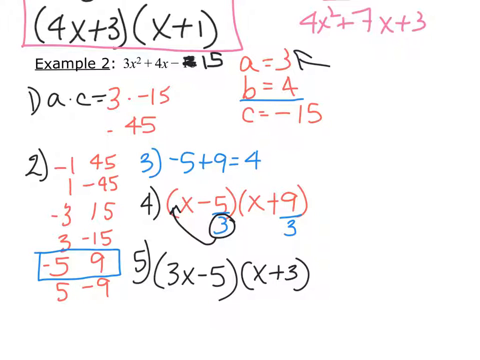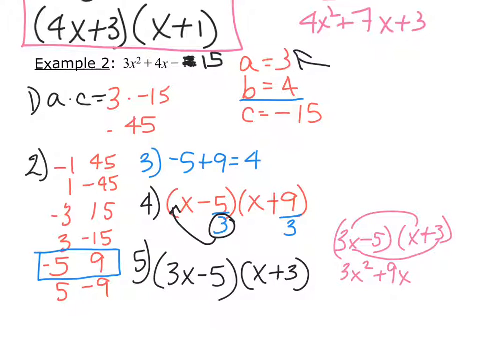All right. I'm going to check my work just to make sure. So to check, we're going to multiply back. So 3x minus 5 times x plus 3. So 3x times x is 3x squared. 3x times 3, 9x. 9x, you got it. Negative 5 times x. Negative 5x. Beautiful. And negative 5 times 3.